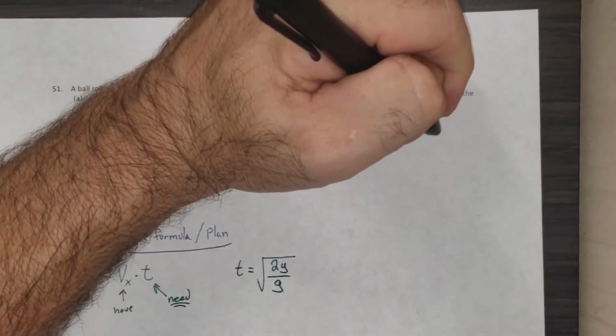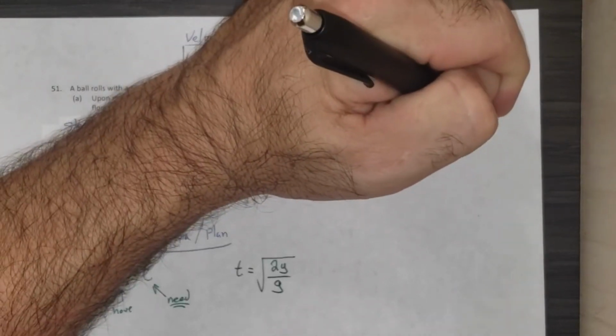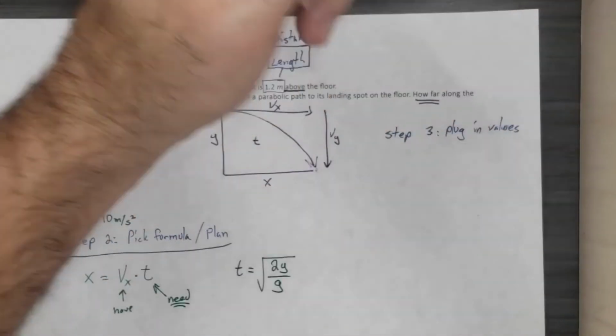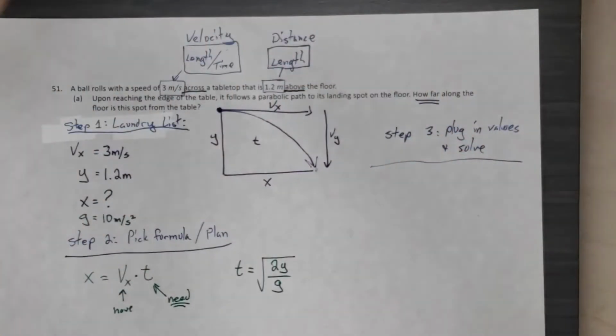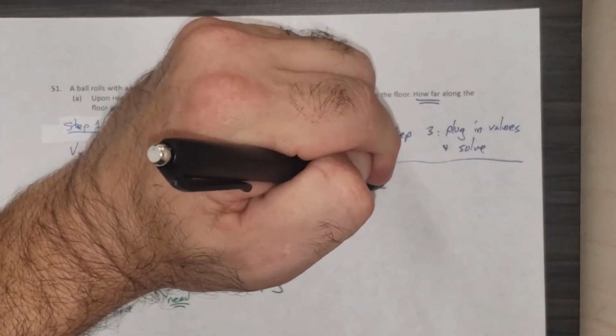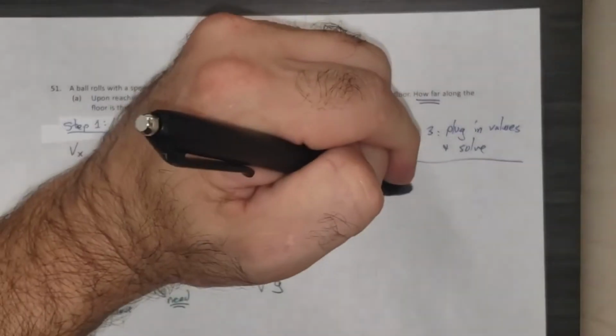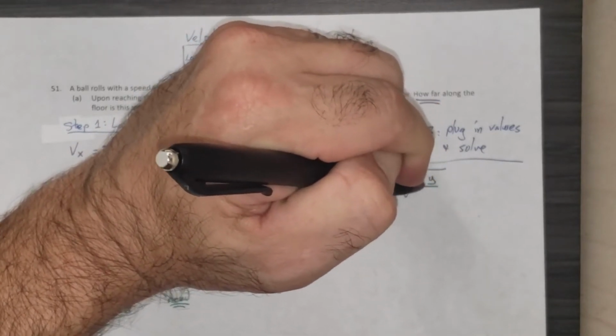All right, we need to plug in our values and solve. So we're going to start with this second formula. We're going to start solving for time. So you always write the formula first. Time equals the square root of 2y over g.